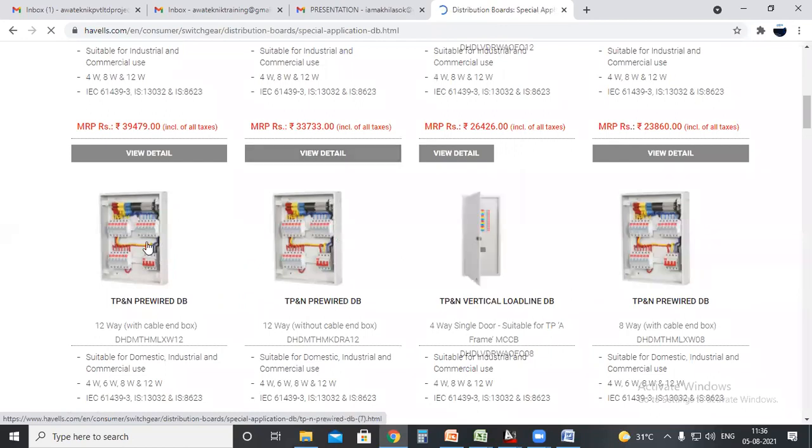This one is known as the pre-wired DB. Pre-wired DB means when you buy this particular distribution board, all the R, Y, B and neutral you will already get in a pre-installed condition. No need to interconnect manually. You will already get the distribution board in pre-wired condition itself.